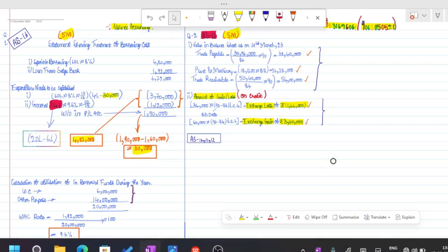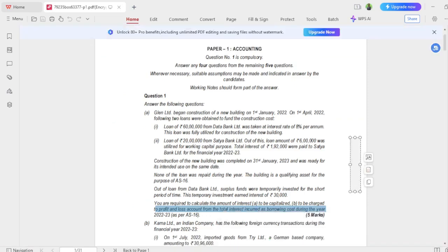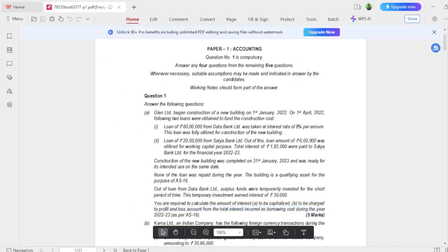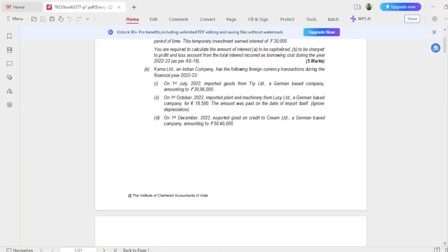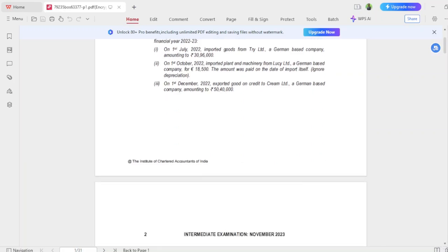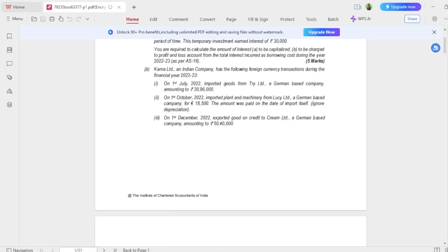The next question is AS11. This is the easiest method from AS11. This question is very easy.